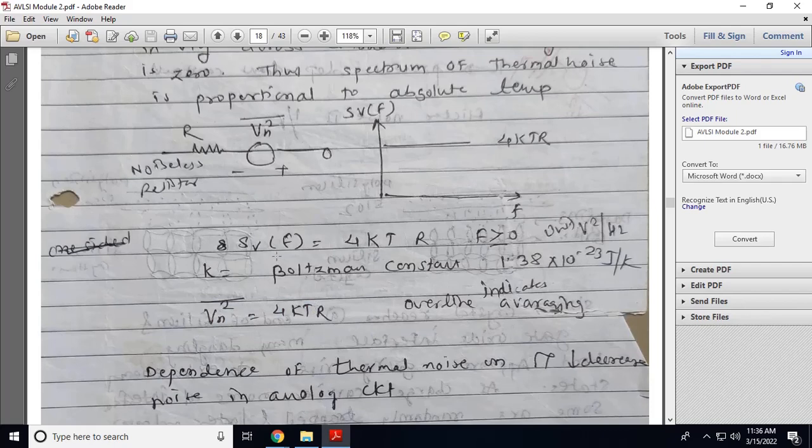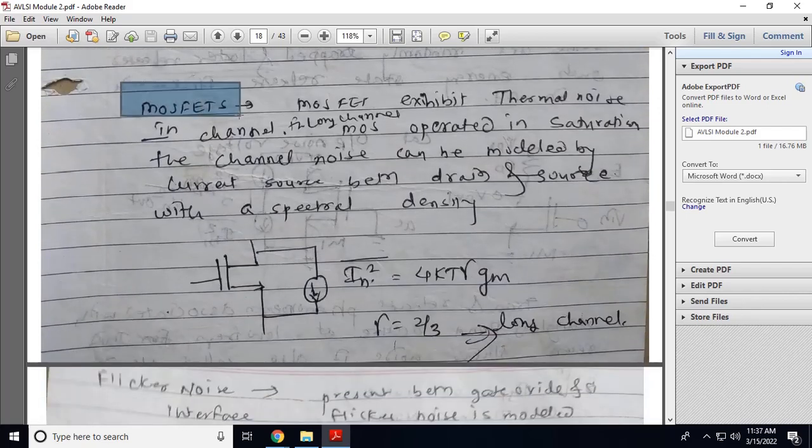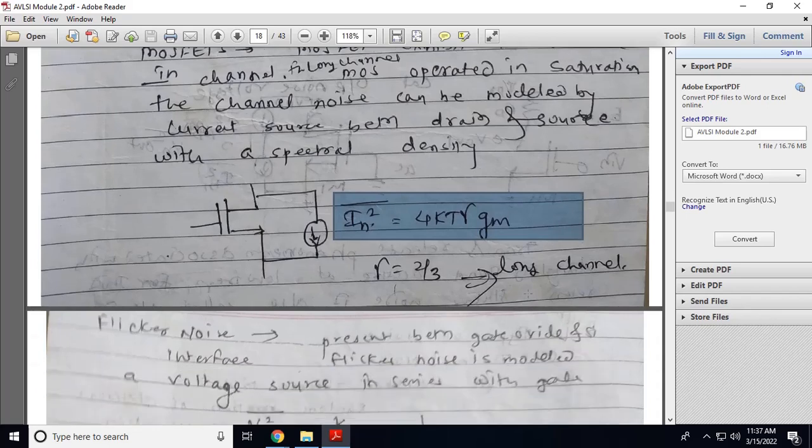K is the Boltzmann constant. So a MOSFET also exhibits thermal noise. For example, a long channel MOSFET operated in the saturation region can be modeled by a current source between drain and source. So the thermal noise of a transistor is represented by a current source between drain and source. The thermal noise current source, In square averaged, is equal to 4kTγgm, where γ is 2/3.